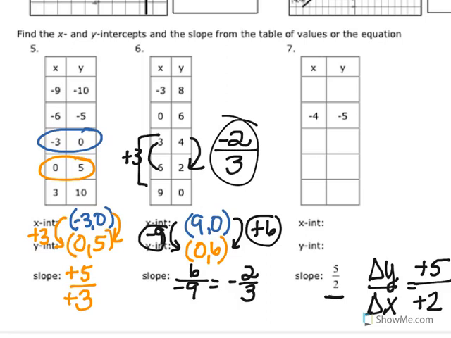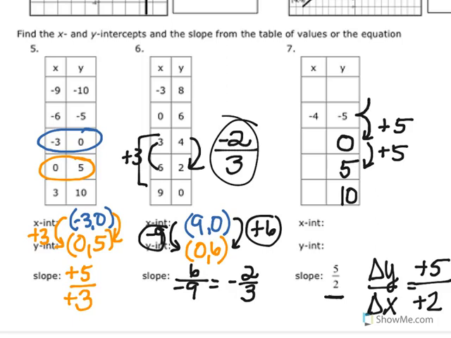So let's just start with the point that we have here. And so when we change the y, we're going to go up 5. So what is negative 5 plus 5? We're going to get 0. And then we're going to go up 5 again. We get 5. And let's go up 5 again, and we get 10.